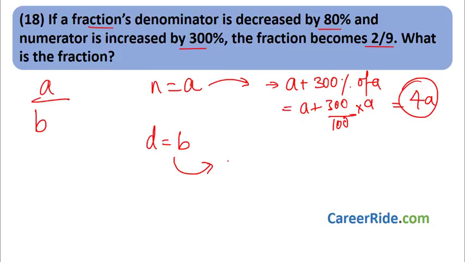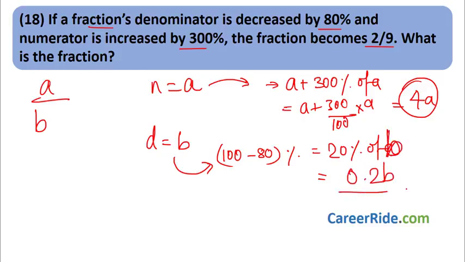Denominator is decreased by 80%. Okay. So new denominator becomes 100 minus 80%. That is nothing but 20% of the original. Okay. There is an 80% decrease in the denominator. So the new denominator will be 20% of the original denominator, that is nothing but B. So we will have 0.2B as the new denominator.